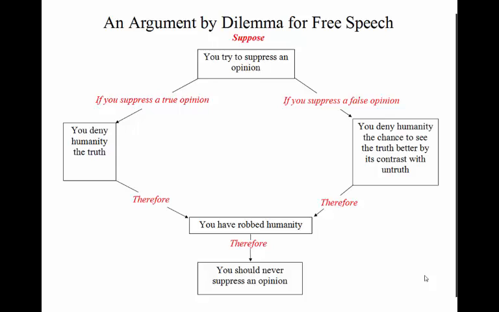Then the or statement is that the opinion is either true or false. On the left side, we imagine that the statement is true. Then we see that we have robbed humanity of the truth and therefore have robbed humanity. On the right side, we imagine that the statement is false. In this case, we have robbed humanity of the chance to better understand the truth by understanding the other side of the issue. So again, we have robbed humanity. Either way, you have robbed humanity. Therefore, you should never suppress an opinion.